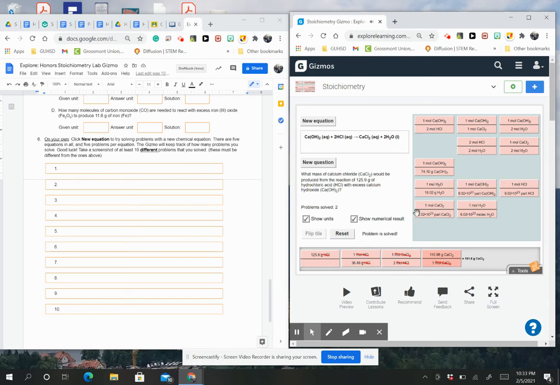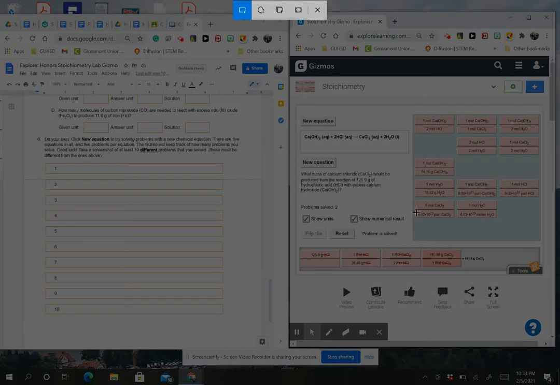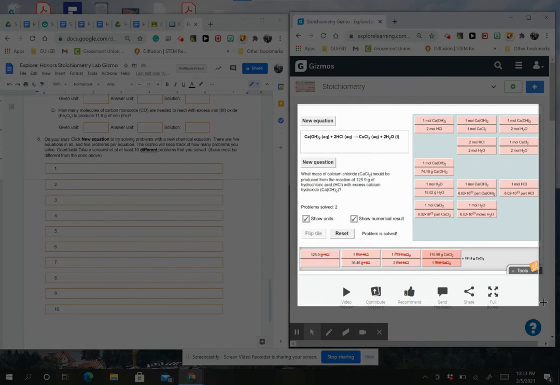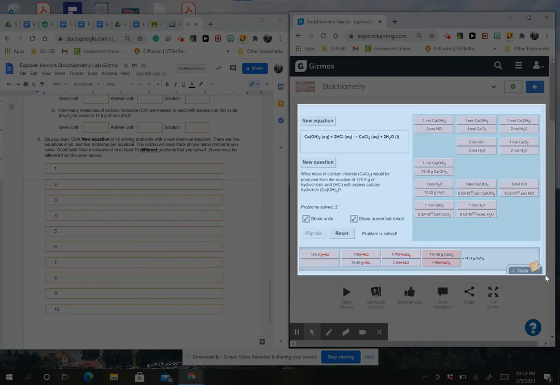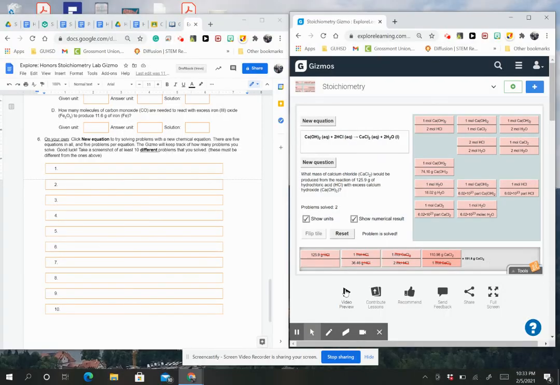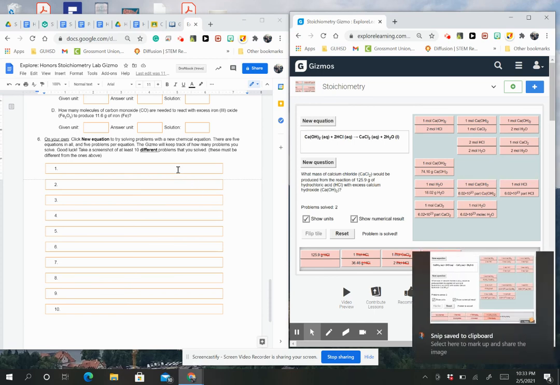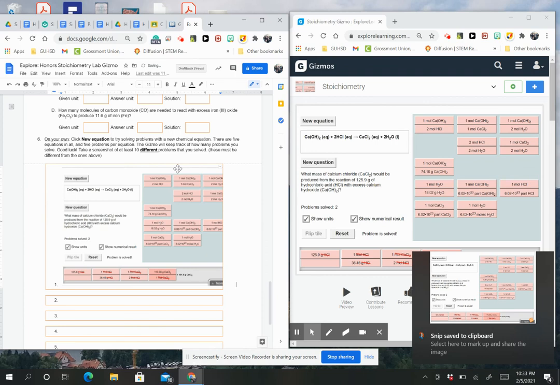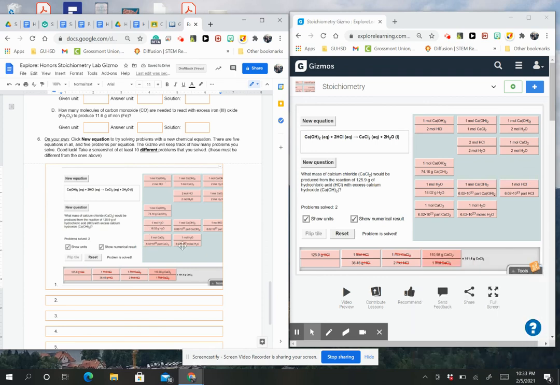Then what you're going to do with this is take a screenshot. So I have my Windows Shift and S, and I'm going to take a screenshot of this image right here. And then I'm going to go ahead and embed that into my assignment right here. So I'm going to copy that right there so then I can see that you did your work.